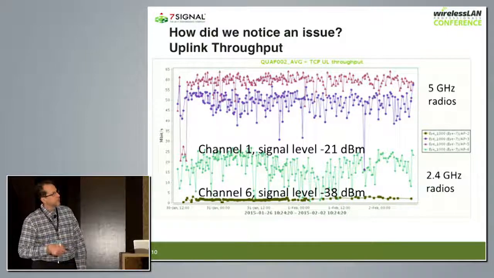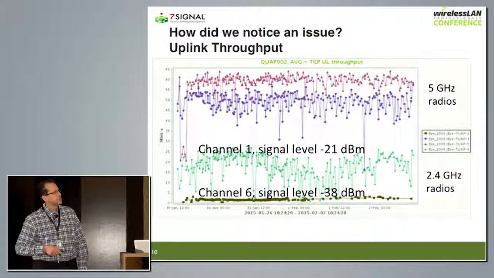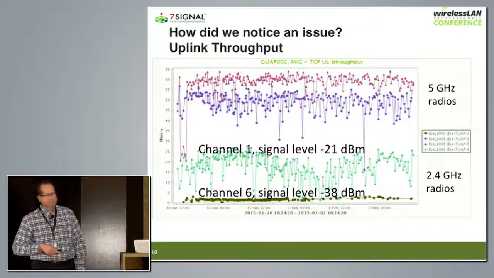So you can see 5 gigahertz. There are two APs, and these are the 5 gigahertz of both APs. So throughputs are about 50, 60 range here. These are 2.4. So this one is on channel 1, very strong signal level. This is on channel 6, again, very strong signal level. Throughputs for this one are like 2 megabit per second continuously.